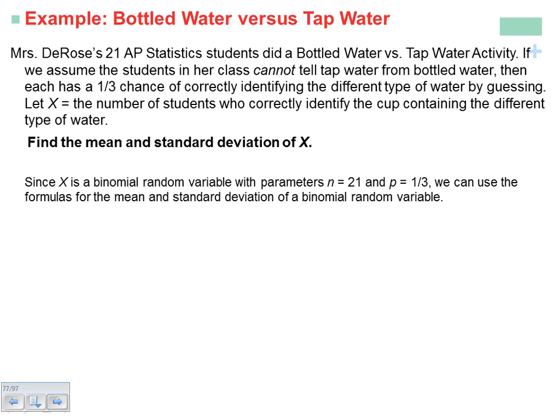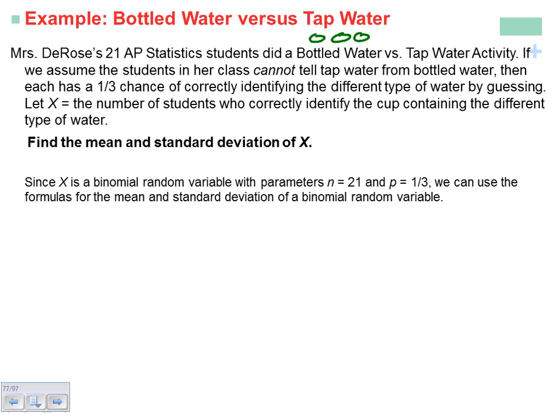So let's do this one. My 21 AP Statistics students did a bottled water versus tap water activity. I gave them some bottled water and tap water and tried to see if they could tell which was which, which is funny because usually you can't. If we assume the students in our class cannot tell tap water from bottled water, which is actually pretty true, then each has a 1/3 chance of correctly identifying the type of water by guessing. So I gave them 1 bottled and 2 taps.